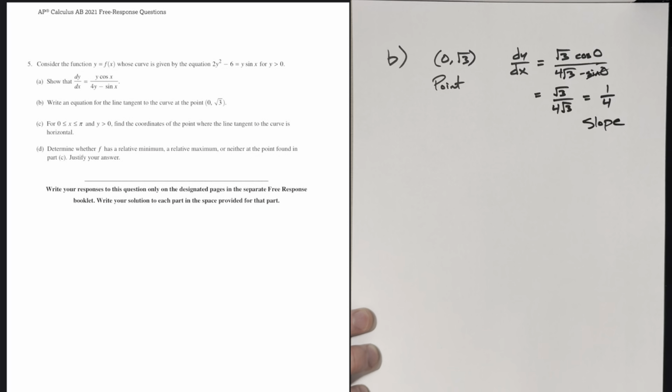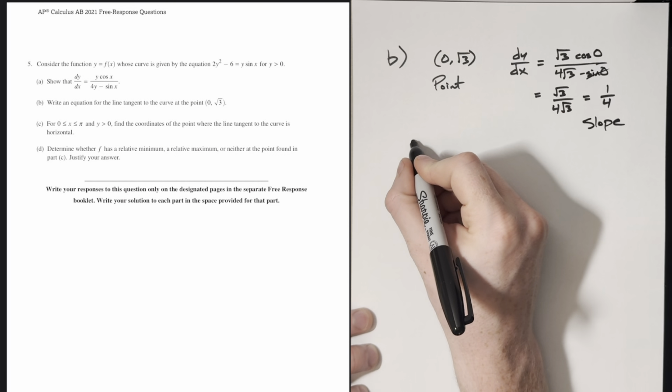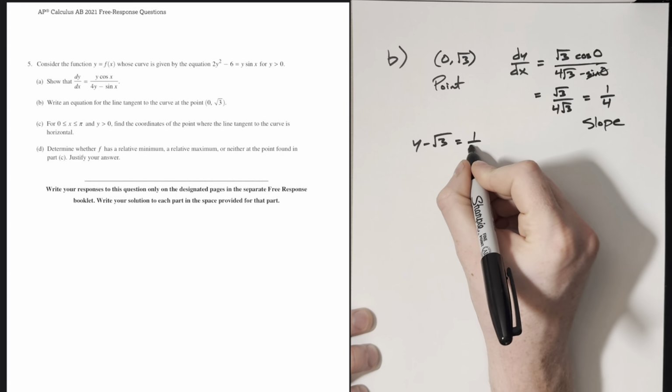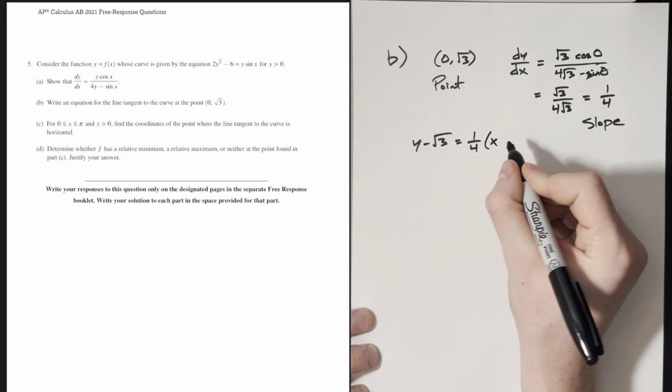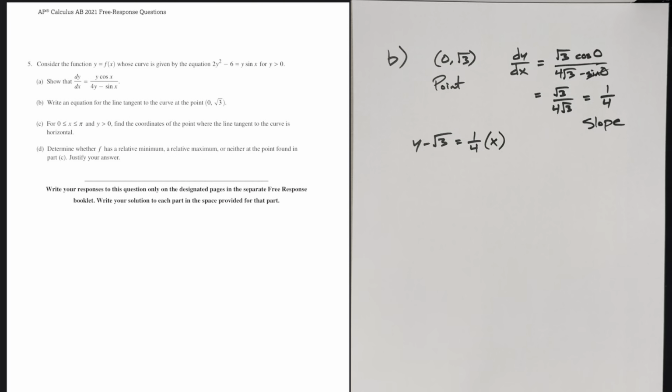Those are the only two things that we need for a tangent line, right? So I just set up my equation, y minus y1 is equal to my slope times x minus x1, which is just 0. So I could write it like that. y minus root 3 equals 1/4 times x, which is our equation of the tangent line.